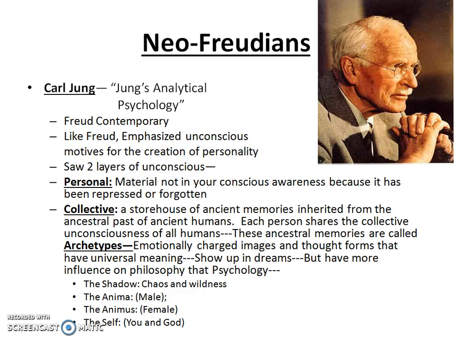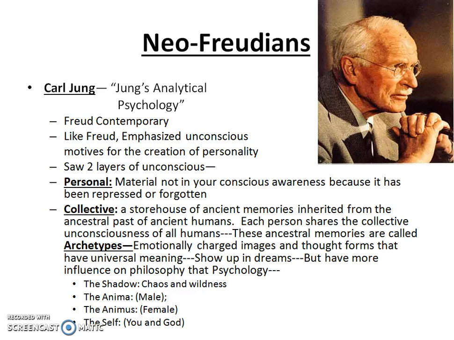He saw the unconscious with 2 layers: the personal unconscious, which is material not in your conscious awareness because it has been repressed or forgotten, and then the collective unconscious, a storehouse of latent memories inherited from the ancestral past of humans. Each person shares the collective unconscious of all humans. These ancestral memories are called archetypes. Definition of an archetype is an emotionally charged image or thought form that has a universal meaning.